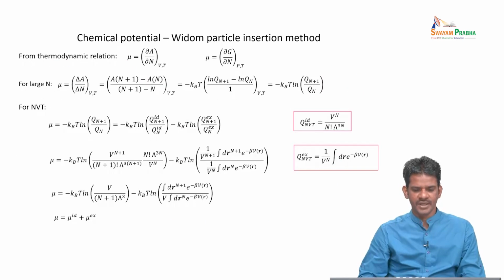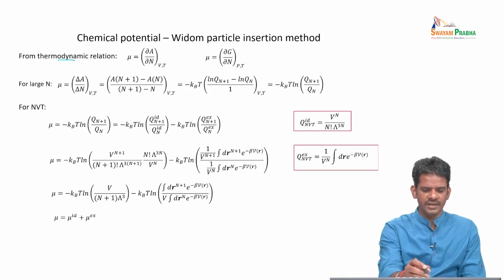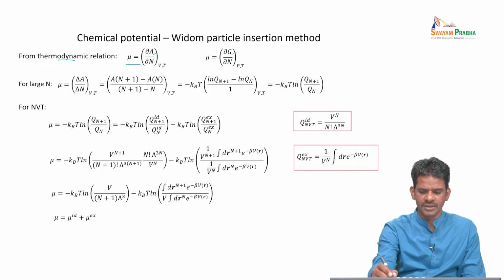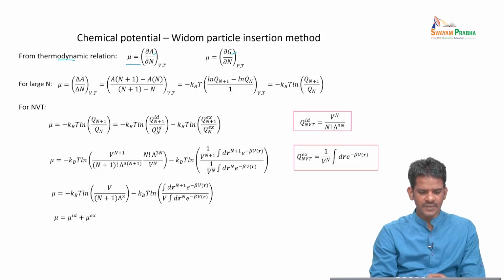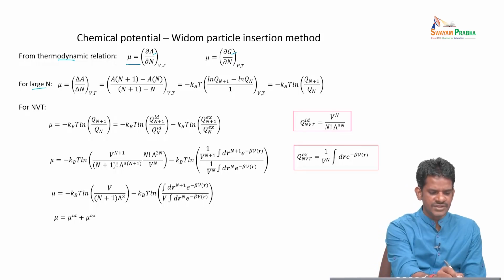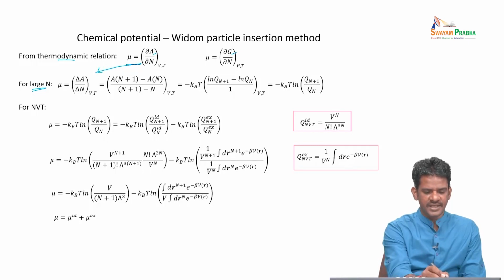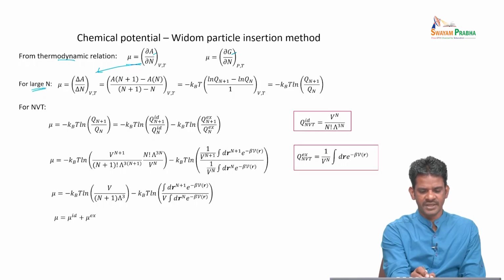So, now let us say you are interested in measuring chemical potential. So, then we look at the definition of chemical potential either using Helmholtz free energy or Gibbs free energy. And then if you look at a very large system size N, this μ can be written in terms of the difference in A and the difference in N. So, this ΔA is nothing but the free energy of the N plus 1 particle system minus the free energy of the N particle system, and ΔN is nothing but N plus 1 minus N.